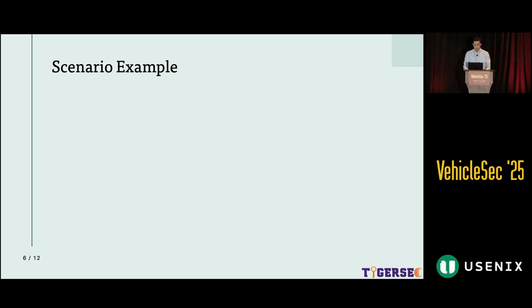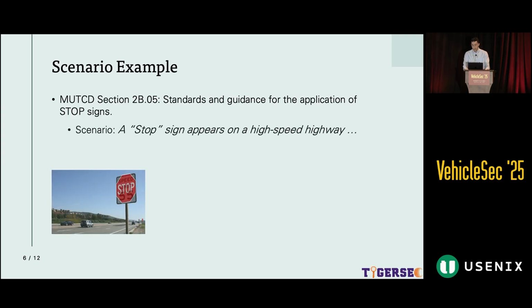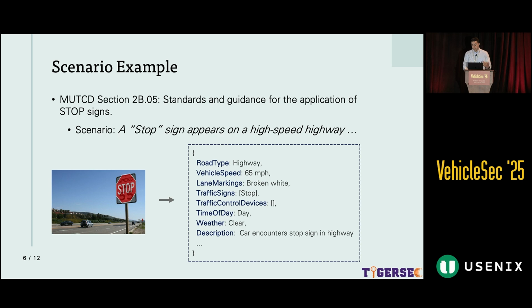So here's an example of the DSL. Let's take section 2B.05, which specifies where the stop sign should be placed. A very simple scenario would be that a stop sign appears on a high-speed highway. Our domain-specific language definition could include these elements, but could also include more, like the road type, the vehicle speed, lane markings, the traffic sign, in this case the stop sign, the time of day, the weather, and a small description of the overall scenario.